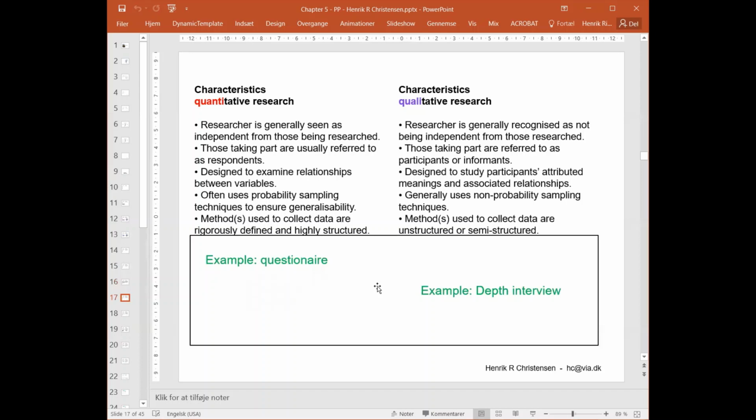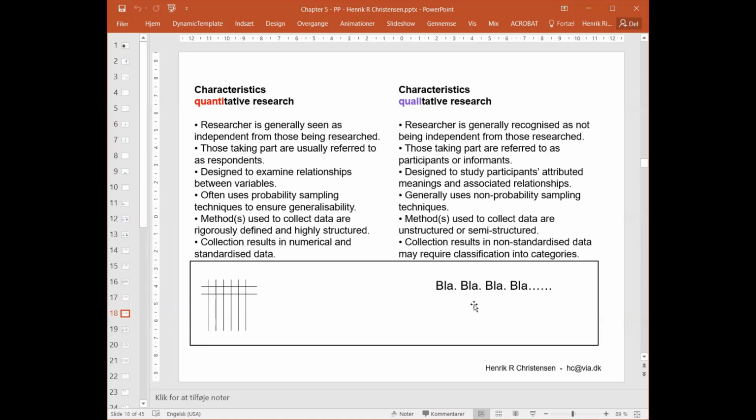Then the specific methods that we would be using in quantitative research would be, for example, questionnaires. That's something that is rigorously defined and highly structured, and that is certainly something that questionnaires are. And we would probably also do experiments, maybe using questionnaires in the experiment as well. Whereas the methods used in qualitative research are more unstructured and semi-structured, for example, a depth interview or a focus group interview. So also the methods are quite different in these two research approaches.